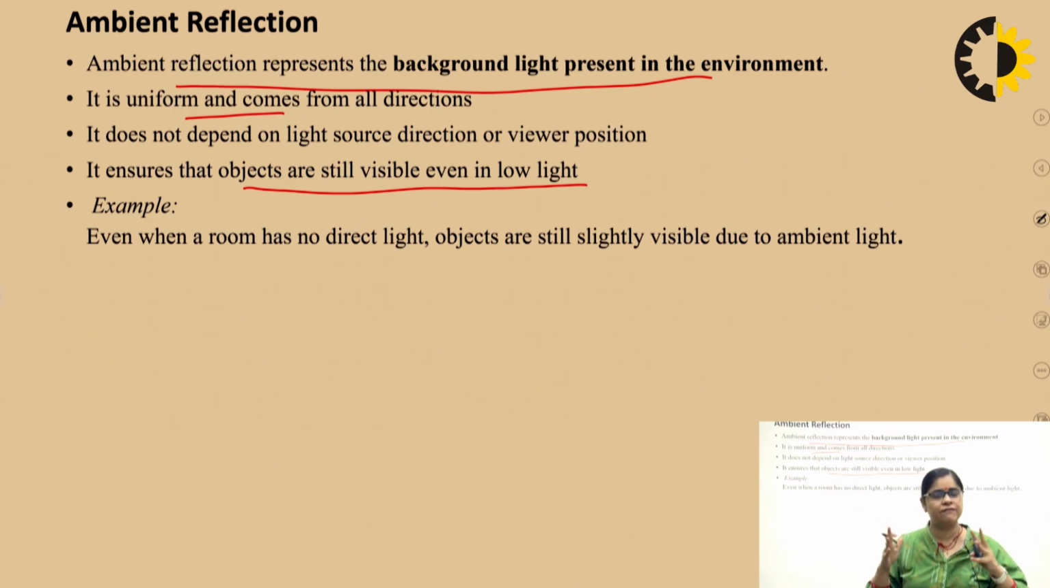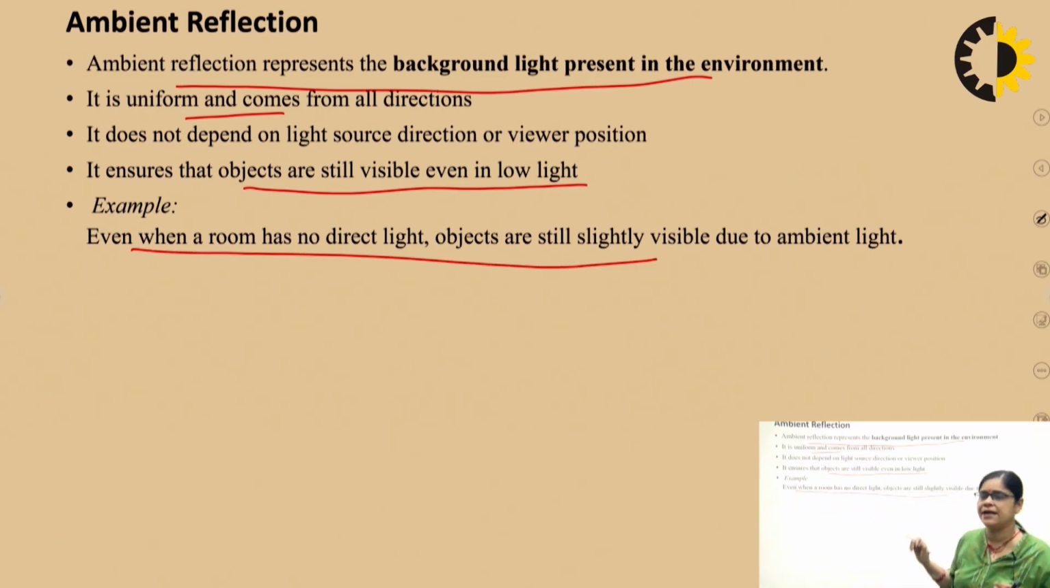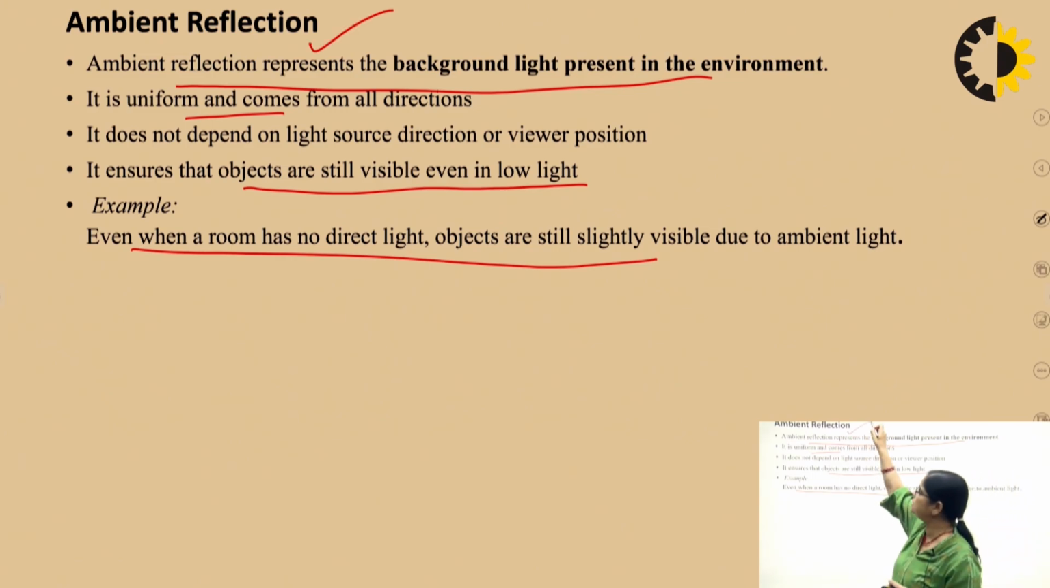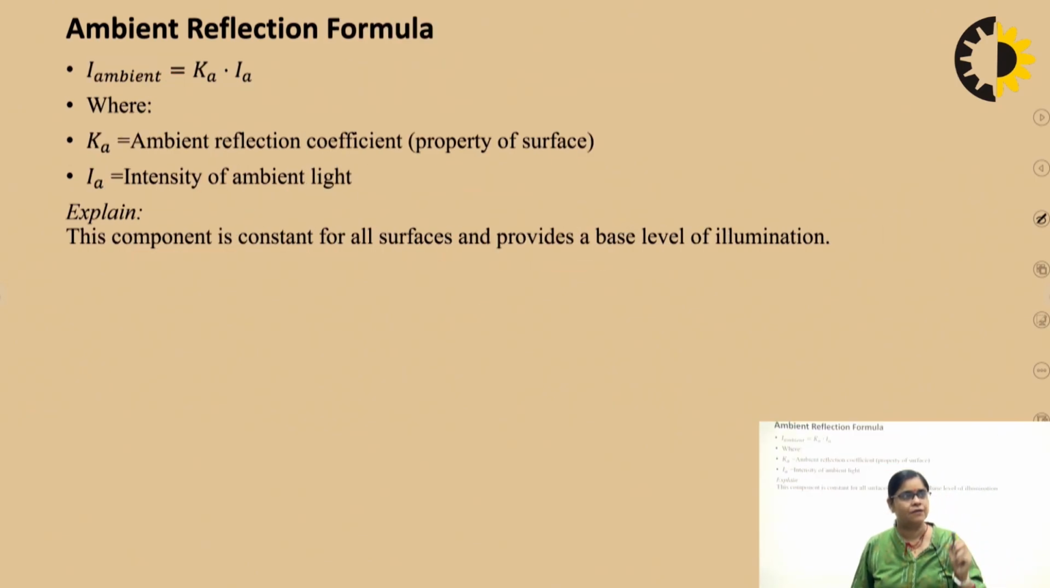So if light is coming from all directions, even though it is low light, we are able to see the objects. For example, even when a room has no direct light, objects are still visible to us. Why? Because of this ambient reflection. That you have to keep in mind. One line thing is that it is for the background light present in the environment, right? Now, how is the ambient reflection formula calculated?